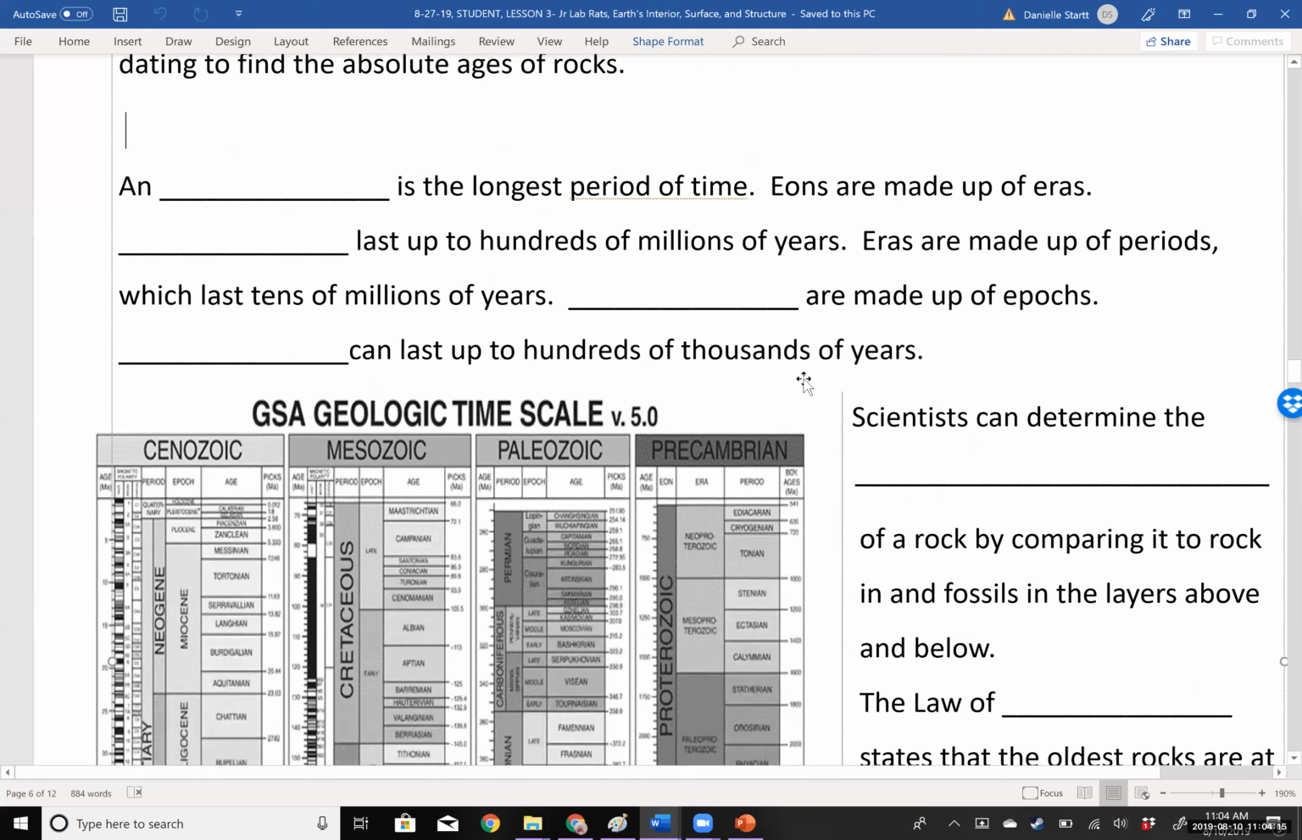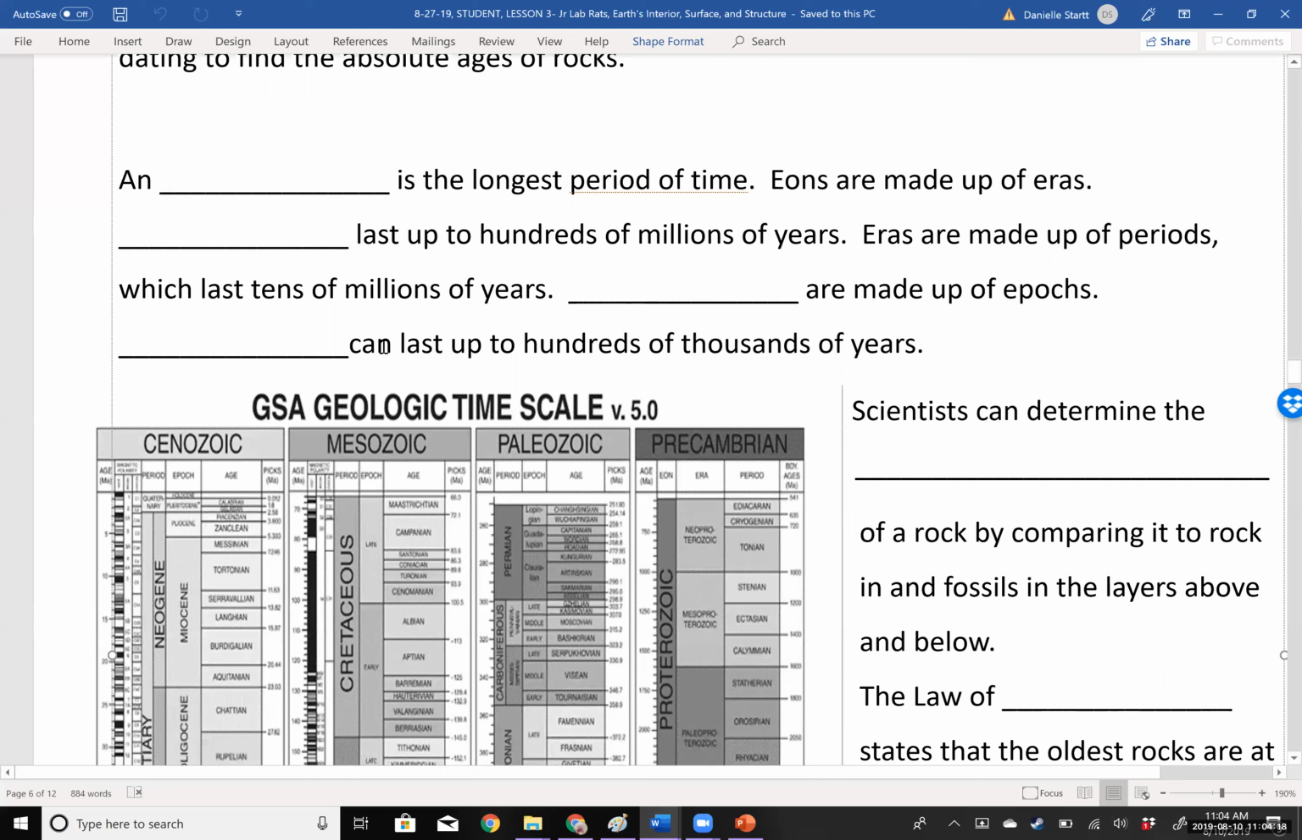And then it says blank are made up of epochs, which can last, epochs, right? Sorry. And then it says blank can last up to hundreds of thousands of years. So words you're looking for in here are things like eon, era, period, epoch, right? You just got to put them in the right order.